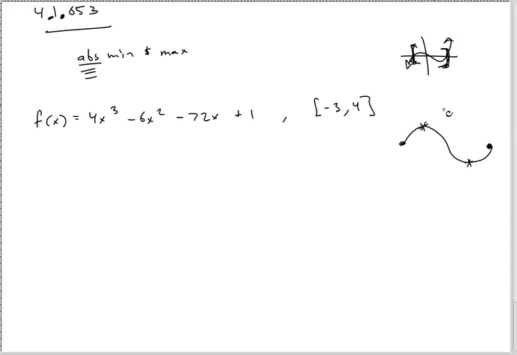But those are also the relative mins and maxes. Okay, well, what about this one right here? What if this is how it ended up with the bounds? This is -3 and this is 4. Then I have a relative maximum, but this right here would be my absolute maximum. This would still be my absolute minimum.